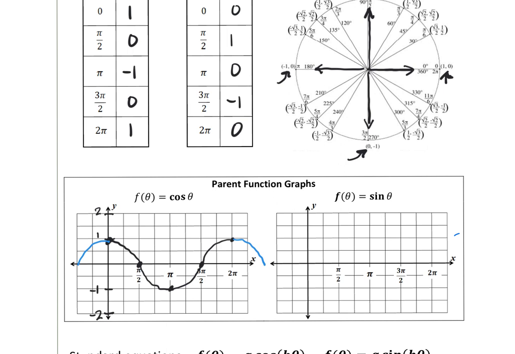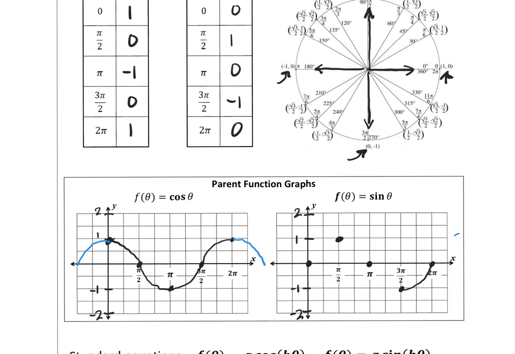For sine, it starts at 0, 0. Again, I'm going to label these. Okay, this is 1, this is 2, -1, -2. Okay, so we're starting at 0. Then we go to 1, back to 0, -1, back to 0.